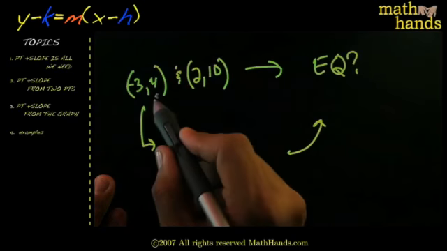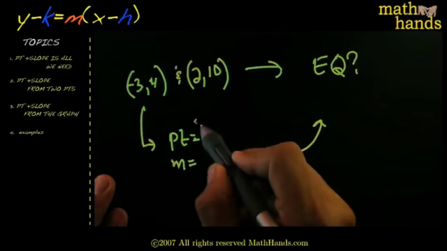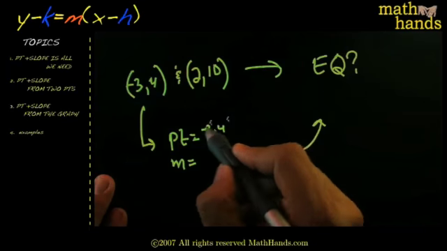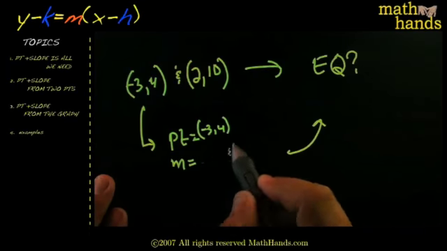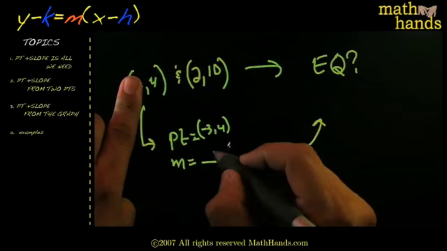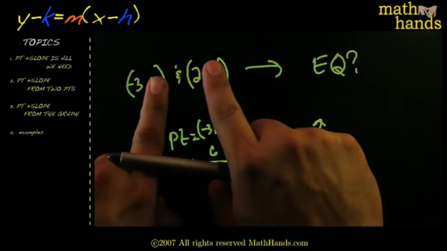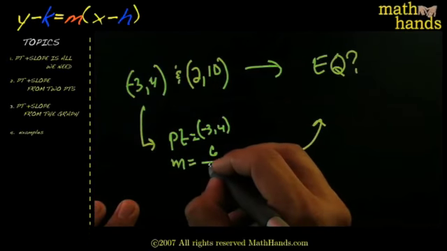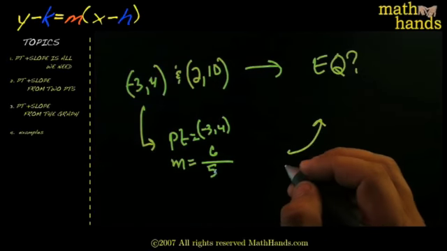So let's get a point first. Any one of these two will do. I'll pick that one for example, (-3, 4). There's a point. And the slope, well, you look at the difference of y's. That's 10 minus 4. That would be 6. And difference of x's, 2 minus a negative 3. That will give you 5, because it's 2 plus 3.